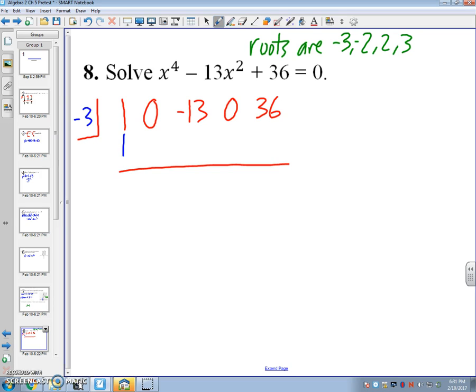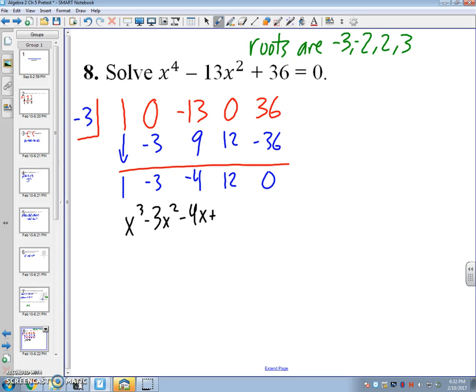Alright, if I plug in -3, I drop this first one. I multiply that by -3. Add them. Multiply by -3. Add them. Multiply by -3. Add them. Multiply by -3. And I get a 0 as a remainder. Remember, that remainder must be 0 if that's a root. So my 4th degree polynomial turns into this cubic: x^3 - 3x^2 - 4x + 12.